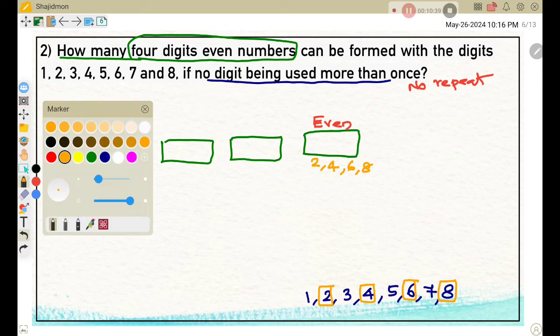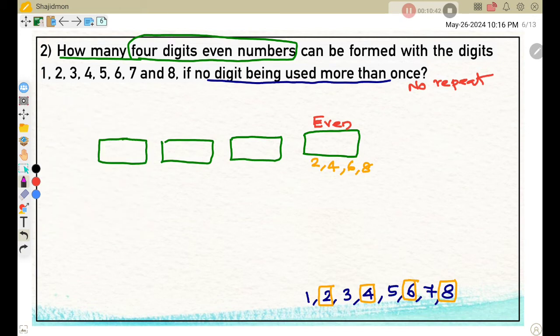Correct? So for the last digit, how many possibilities are there? We have 4 possibilities, either 2 or 4 or 6 or 8. But how many numbers are we writing? We are writing only one number. We have 4 possibilities, but one number we are writing. I am just noting here, these are the possibilities. But how many numbers are we writing at a time? Only one number. For example, if you write 2, we are writing only 2 at that time.